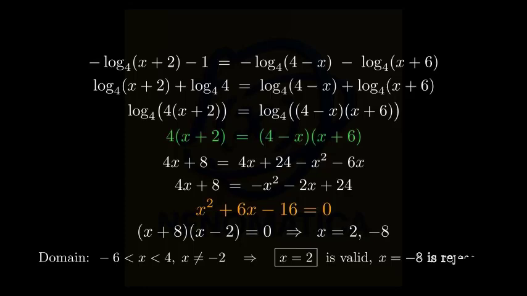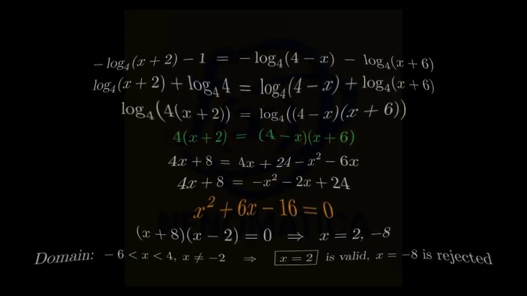Finally, check the domain. We require x greater than -6, less than 4, and not equal to -2. That accepts x equals 2 and rejects x equals -8. The valid solution is x equals 2.